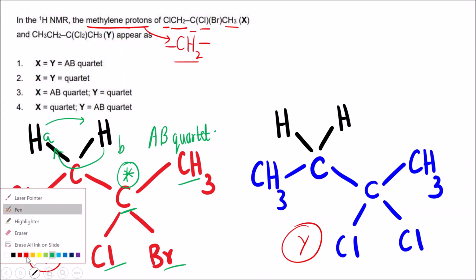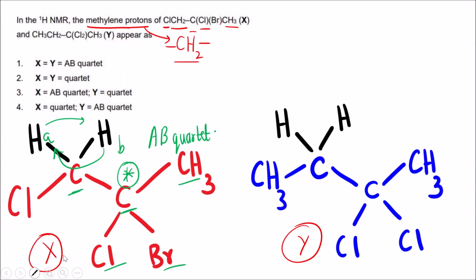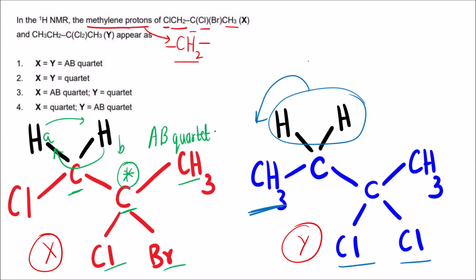And then the next one. Here, is there any chiral center? No, here two groups are the same, so both are equivalent and they will behave normally. Here, adjacent, there are 3 protons, so 3 plus 1, and this will behave like a single ordinary quartet. So the answer is AB quartet for X, and quartet for Y. So what is the correct answer? The correct answer is option 3.